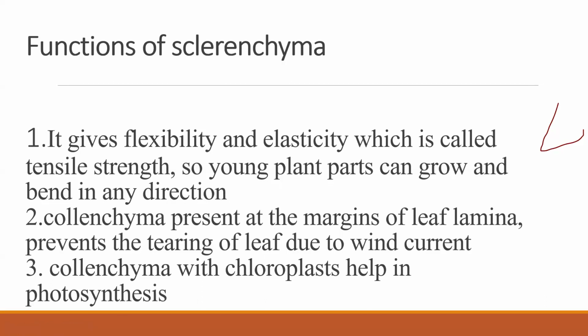Okay. So the main function is it gives flexibility and elasticity, which is called tensile strength. This parenchyma mainly gives the tensile strength. That is, they can bend in any direction without the breakdown of the stem due to the presence of this parenchyma. It is also present in the margins of the leaf lamina and prevents the tearing of the leaf. We already discussed that sometimes parenchyma contains a small amount of chloroplast. If the parenchyma contains chloroplast, it also helps in photosynthesis. So these are the functions of parenchyma.